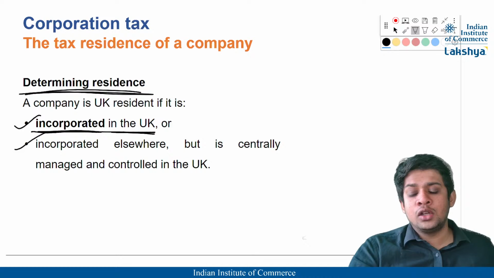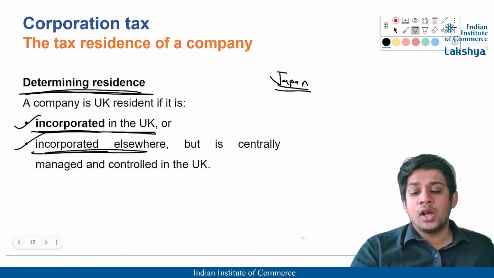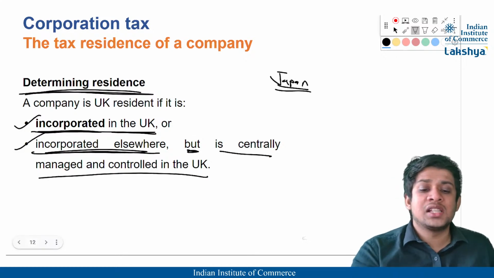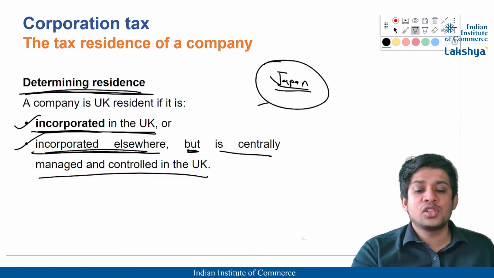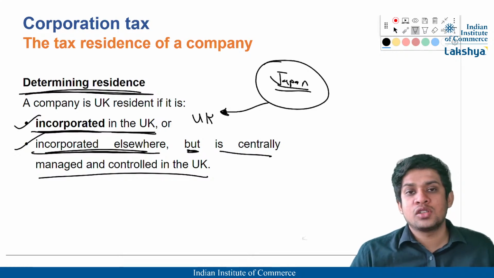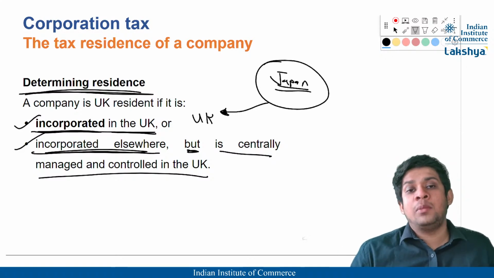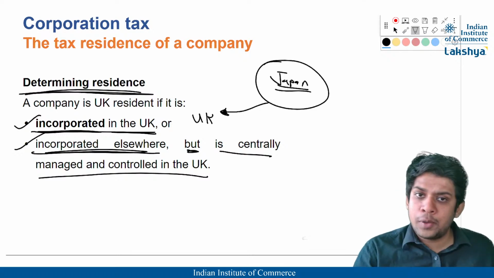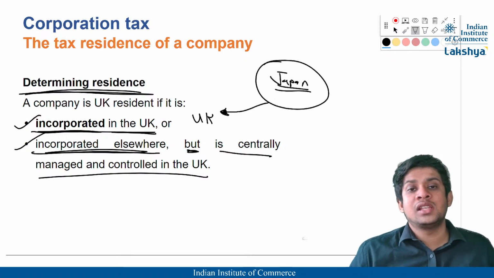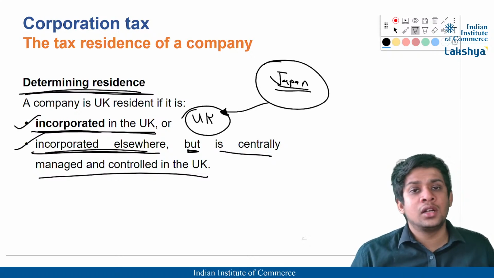It is incorporated in the UK, or in case it is incorporated in some other country, maybe in Japan, it is centrally managed and controlled in the UK. That means the company is incorporated in Japan, but most of its functioning is done in the UK. Maybe most of its board of directors are in the UK, their annual general meetings are held in the UK, maybe their monthly meetings are held in the UK. So it is incorporated outside the UK, but it is still centrally managed and controlled in the UK. Then in such a case, it will still be considered as a resident in the UK.